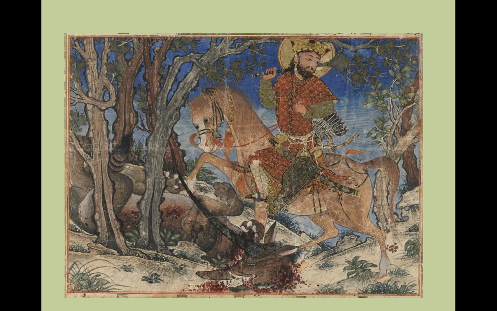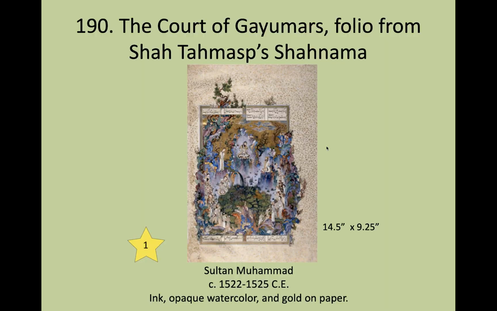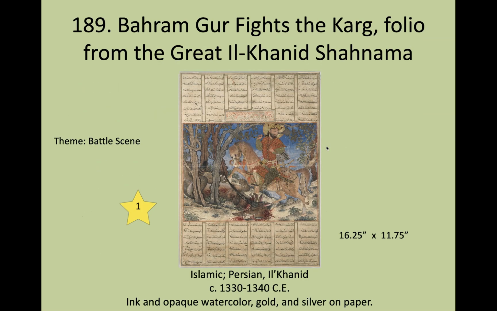Now, at the same time that this giant Ilkhanid Shahnameh was being painted, look at how large it is, right? This particular page is 16.25 inches high and 11.75 inches wide, which means that if you opened up a double spread, you're looking at still 16.25 inches high, but you're looking at almost 24 inches wide.